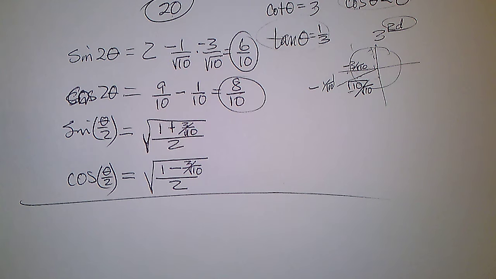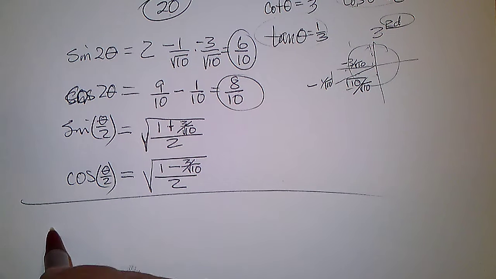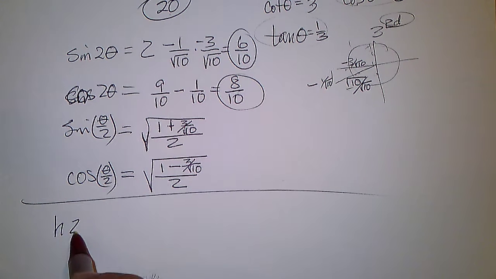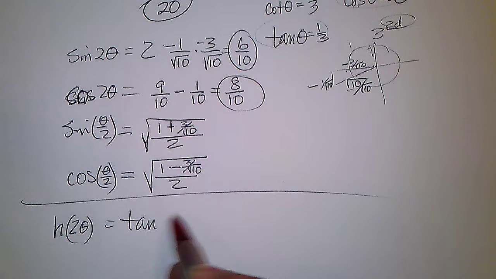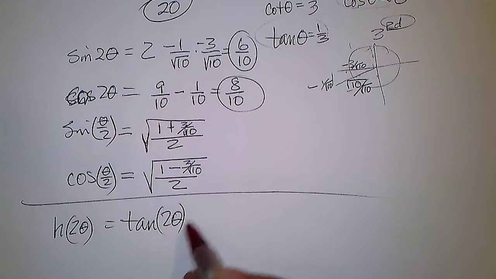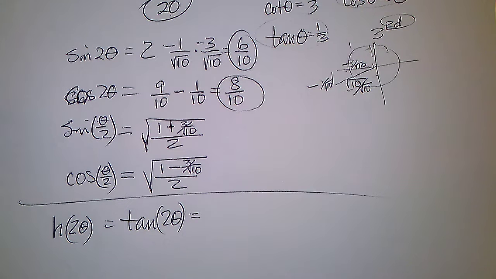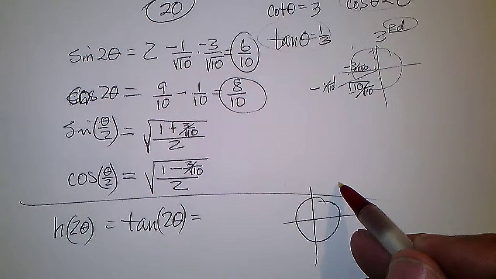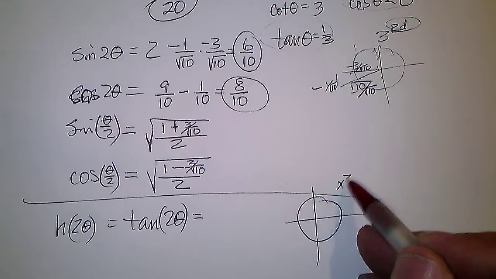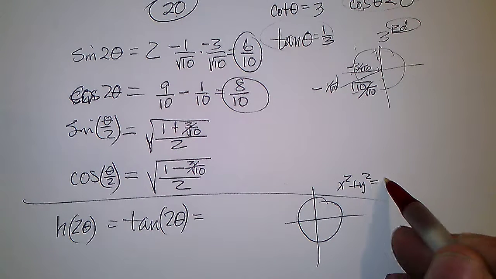And it says h is the tangent, and it says find h of 2 theta. So they want the tangent of 2 theta formula. And on 35 they gave you a picture, one with a circle of radius the square root of 5. They said x squared plus y squared equals 5.